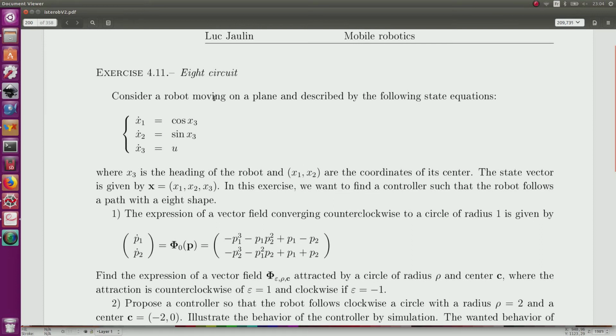We consider a robot described by the state equation given here, where x1, x2 correspond to the position of the robot and x3 is its heading. In this exercise, we want to control this robot so that it follows an 8, so a path with an 8 shape.